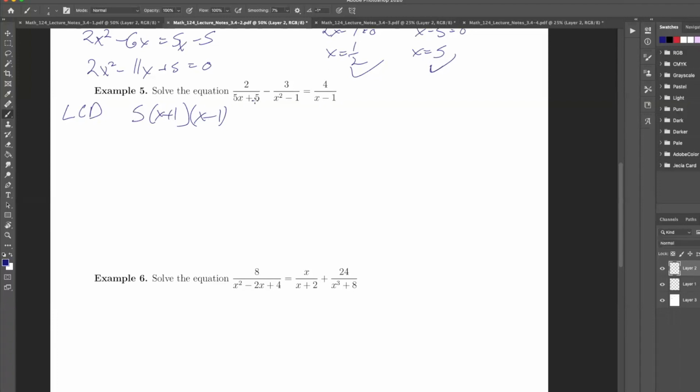Because notice here, just briefly, I can write this as 5 times x plus 1. Here I can write this as x plus 1, x minus 1, because it's a difference of squares. And here this is just x minus 1. And so from all of these, I just collect everything I need. I need a 5. I need an x plus 1. Here, I need an x minus 1. And notice here, I already have the x plus 1 and the x minus 1, so I'm good.